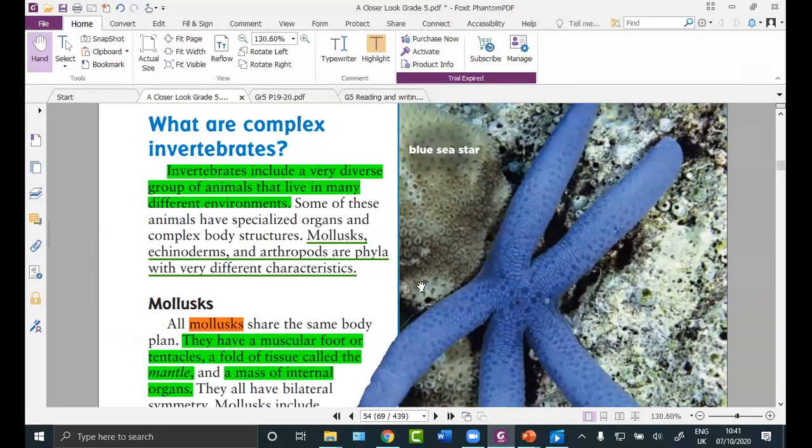What are complex invertebrates? Who can read the first passage?